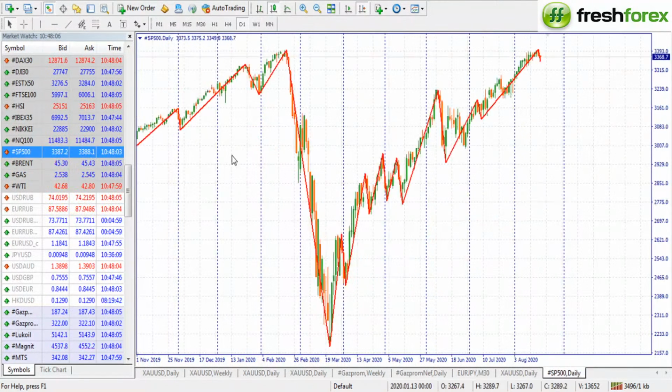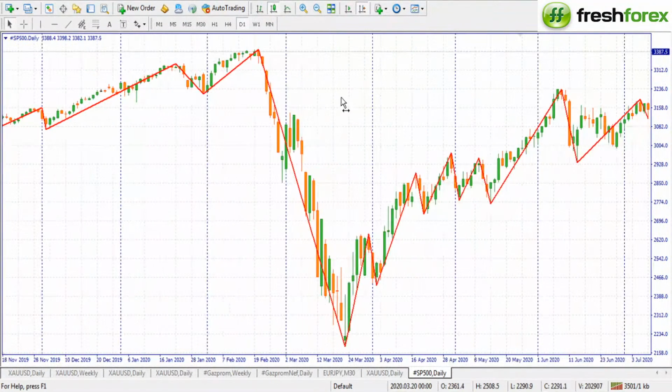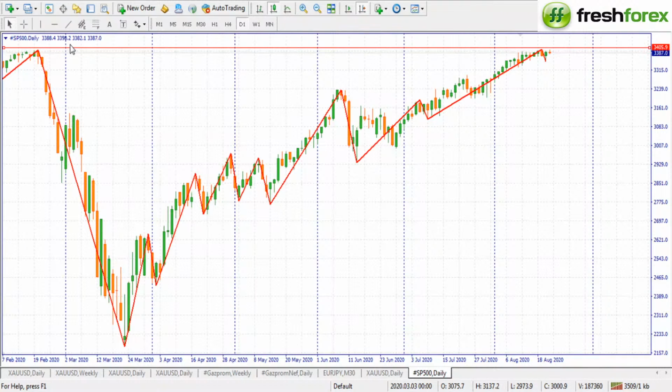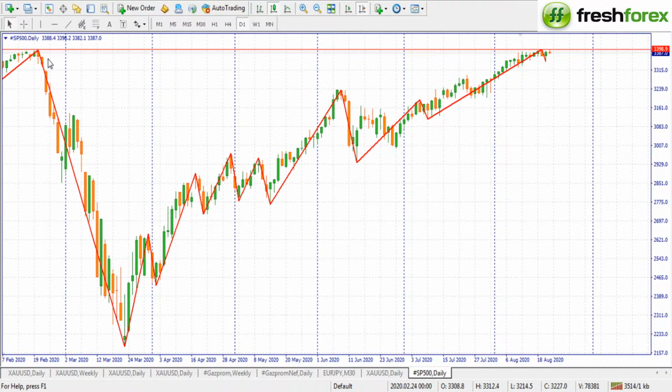The next chart is SP500. SP500, recently we've seen price bounce off from a significant resistance. We had this here, had this here, had a resistance, we had a resistance.